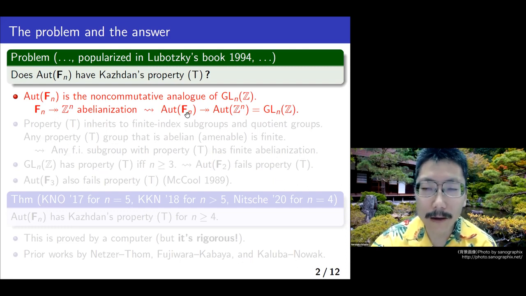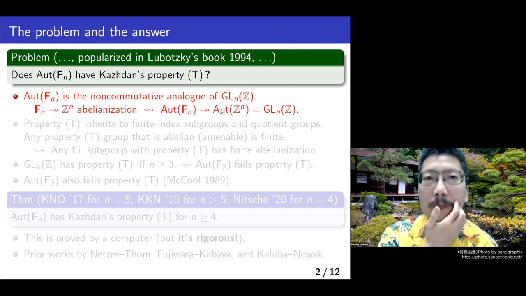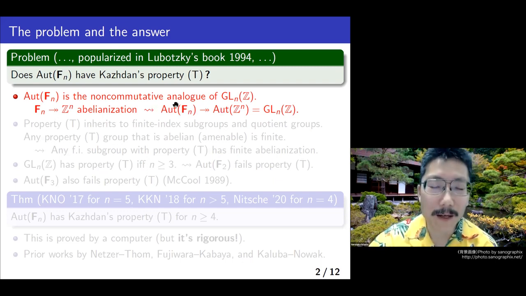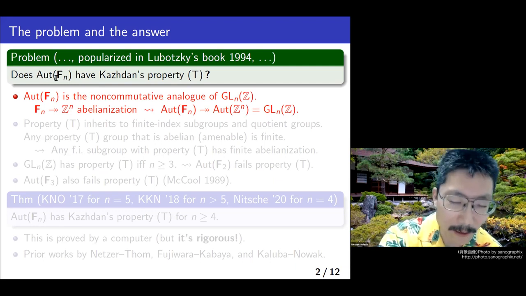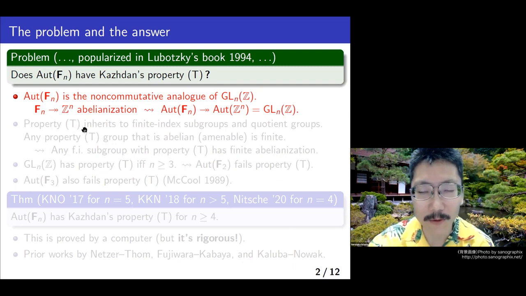And already 100 years ago, Nielsen proved this is surjective. I guess it's Nielsen, yes. This group has been studied since 100 years ago, and still it's studied intensively and extensively, but still a lot of things are not known.